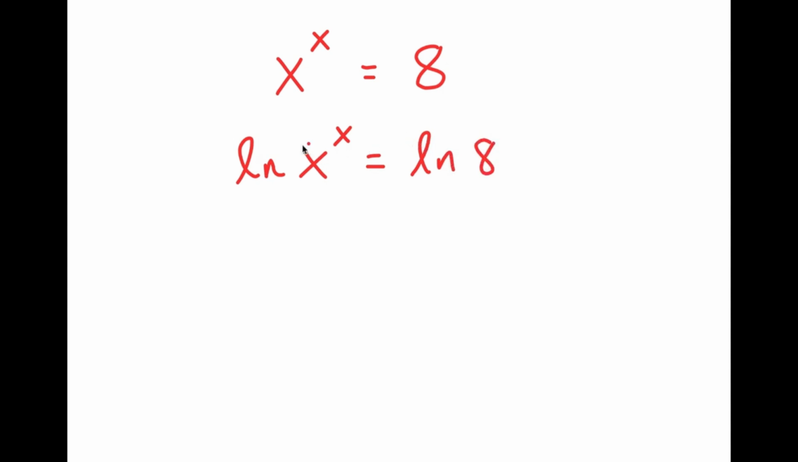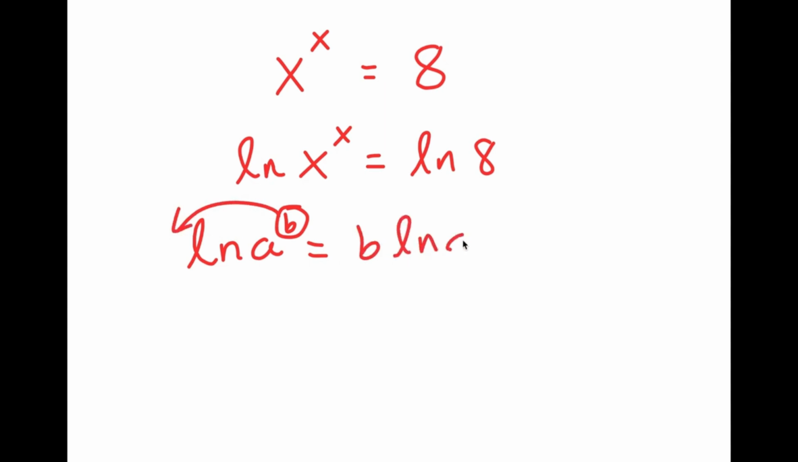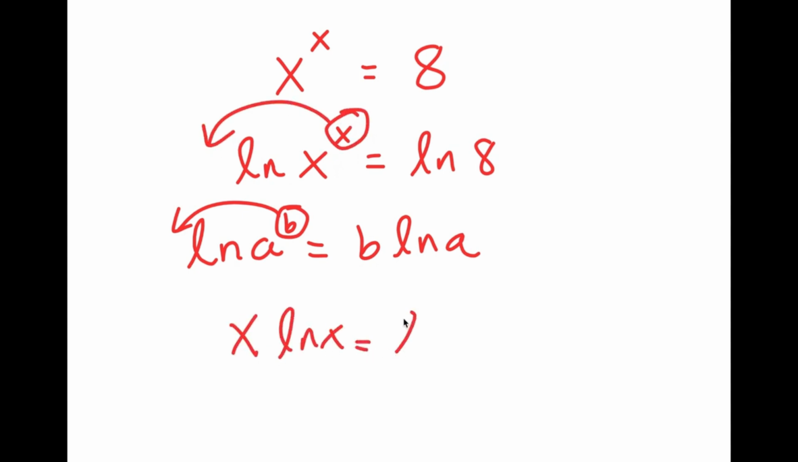And a helpful property that comes with logarithms is that if I have something in the form ln(a^b), I can move this exponent to the front, so this turns into b times ln a. So in this case, I have ln(x^x), and I can move x to the front. So now I get x ln x = ln 8.